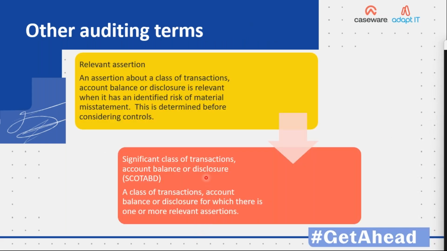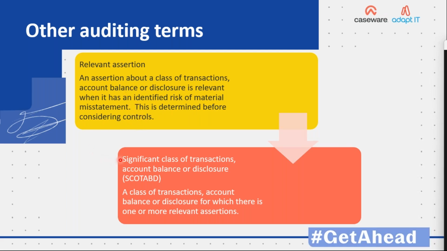Now, some other auditing terms you'll hear as we proceed. If it is your first time in an audit firm, you will be hearing going forward about relevant assertions. A relevant assertion is an assertion about a class of transaction, an account balance, or disclosure, which is relevant when it has an identified risk of material misstatement. This is determined before considering controls.